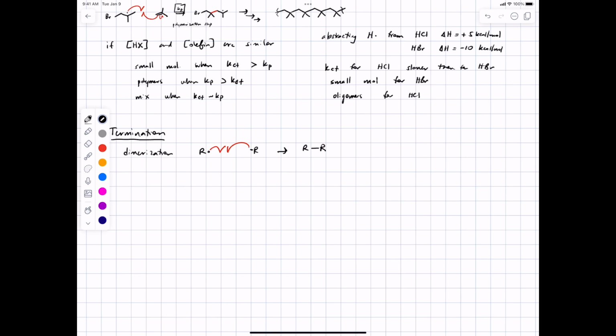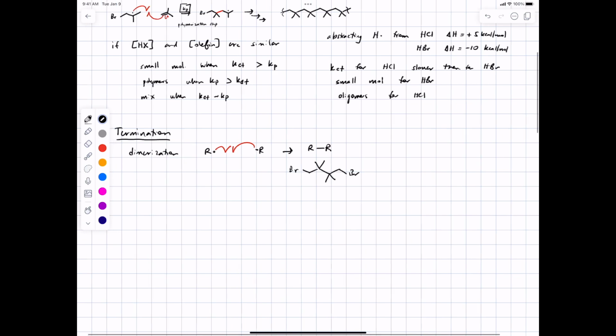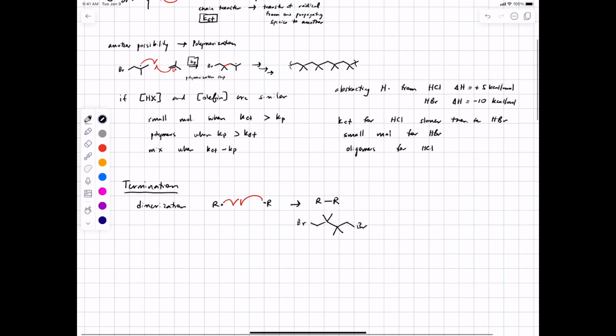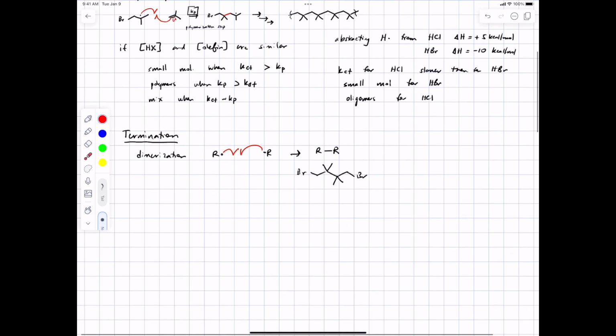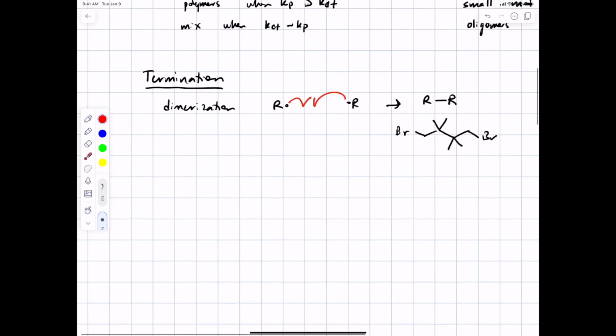So that would be perhaps if two of these carbon-centered radicals found each other, then you would get some weird product that looked like this. But again, usually chain transfers, dimers or terminations are relatively rare, and so hopefully, for the most part, you get your small molecule product.